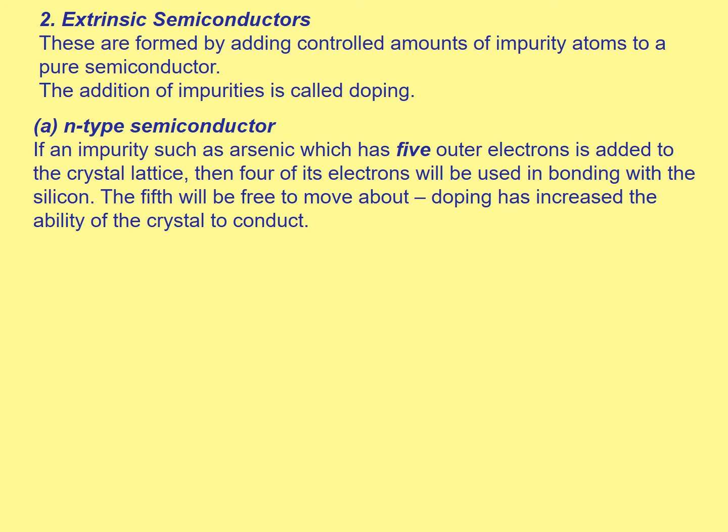Extrinsic semiconductors are formed by adding controlled amounts of an impurity to the pure semiconductor. This is called doping. You have 2 types. The first one is the N-type. If an impurity such as arsenic, which has 5 outer electrons, is added to the crystal lattice, then 4 of its electrons will be used for bonding with the other silicon atoms, and the 5th is free to move about. Doping has increased the ability of the crystal to conduct and therefore decreases resistance. That free electron allows for more electron movement to occur, and that's what causes a greater amount of conduction.